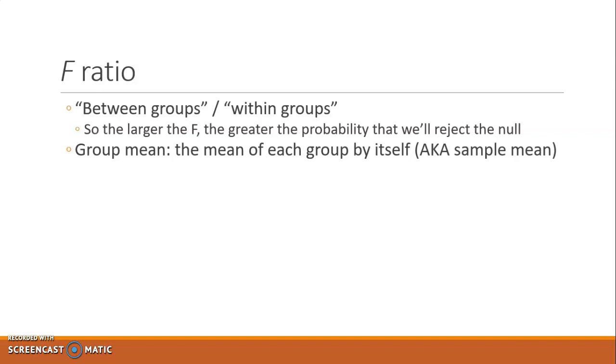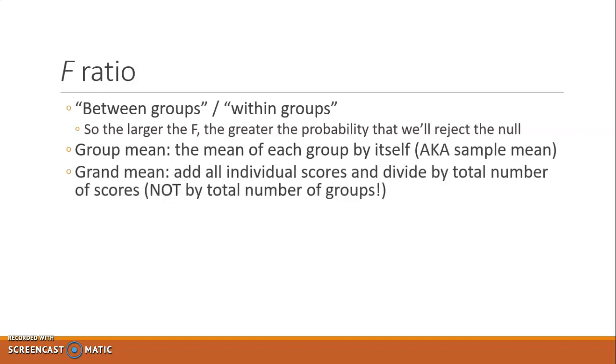However, there's also something called the grand mean. What this is: you add up all the individual scores and divide by the total number of scores. Okay? Not by the total number of groups, the total number of scores. So you're lumping all of the groups together. Do not add up the averages of each of the means and then divide them. That's not how you find it. You find this by adding up all the individual scores, dividing by the total number of scores.